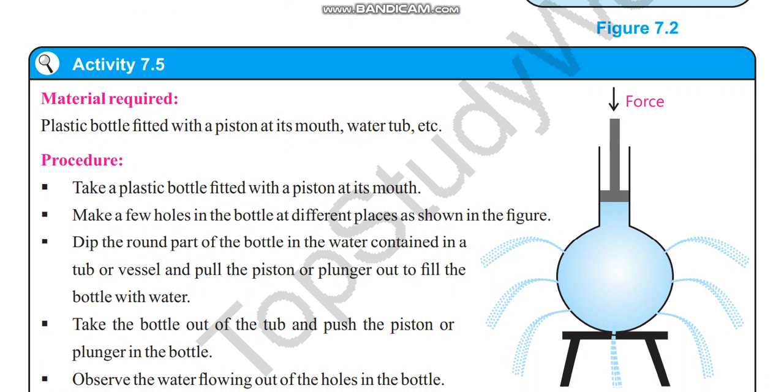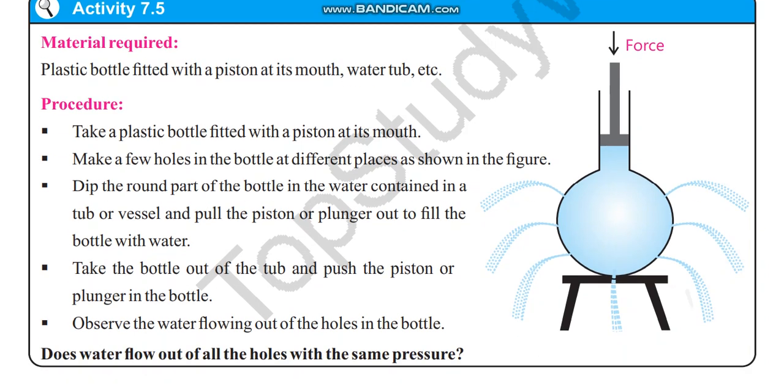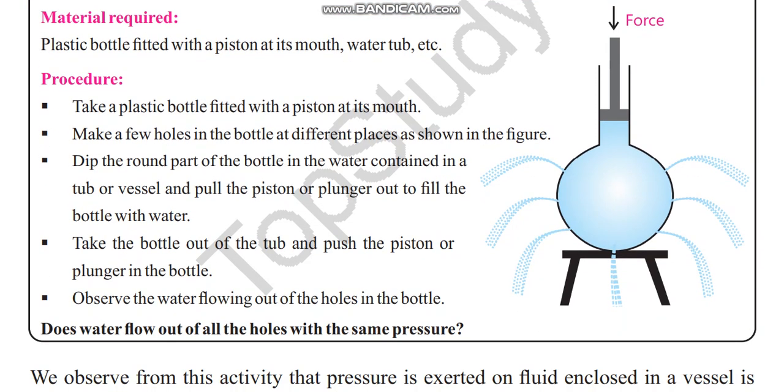Procedure: take a plastic bottle fitted with a piston at its mouth. Make a few holes in the bottle at different places as shown in the figure. Dip the round part of the bottle in the water contained in a tub or vessel and pull the piston or plunger out to fill the bottle with water. Take the bottle out of the tub and push the piston or plunger in the bottle. Observe the water flowing out of the holes in the bottle, and the question is, does water flow out of all the holes with the same pressure?